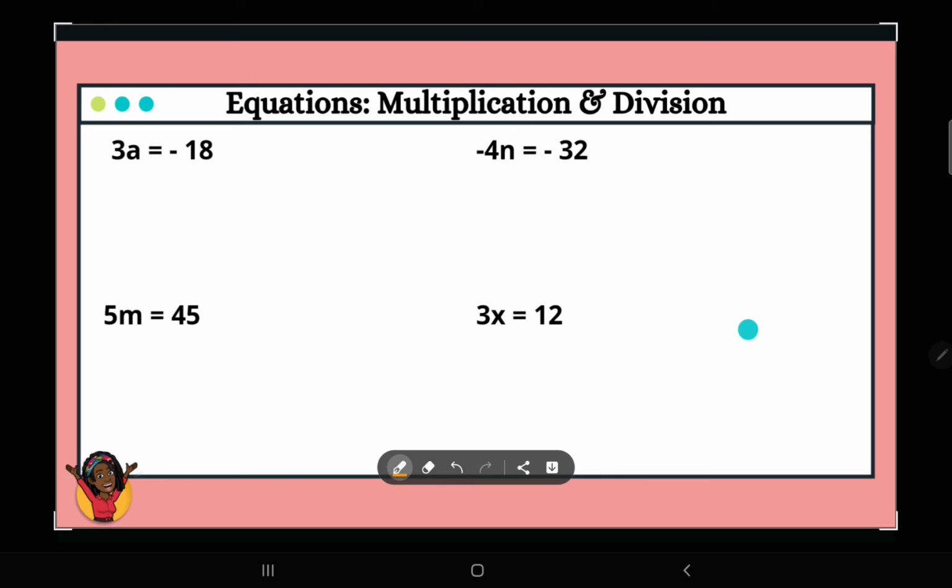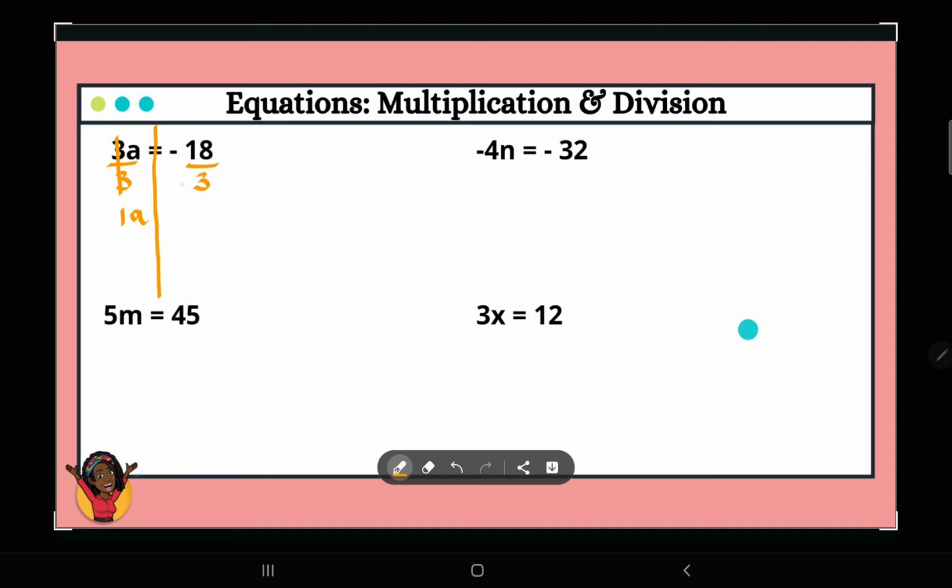Okay, let's take a look at these examples. 3a equals negative 18. Here we ask ourselves, what is our variable? Our variable is a. What is happening to the variable? It's being multiplied by 3. And what is the inverse of multiplication? The inverse is division. So we're going to draw a line so that we have both sides of our equal sign, and we're going to divide both sides by the coefficient of 3. 3 divided by 3 is 1, so that cancels out. I can write 1a or I can just write a. It means the same thing.